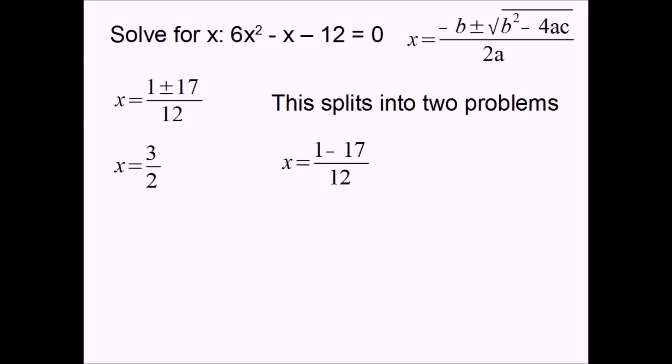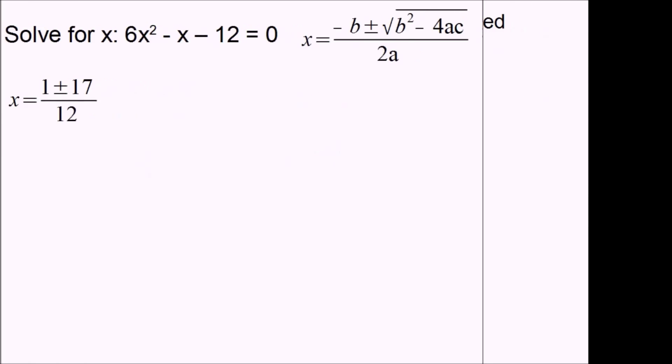For the other one, 1 minus 17 is negative 16. Once again, negative 16 over 12 doesn't go evenly, but you can divide them both by 4 and reduce the fraction. So now I have the answers to the problem I made up. We have to manipulate them to get the answers to the real question. But this one's a little harder. Like I said, now things get a little bit more complicated.